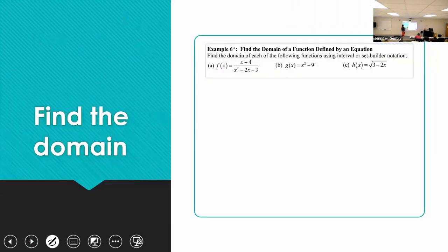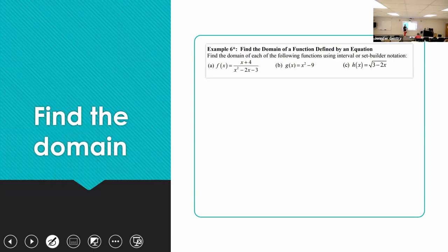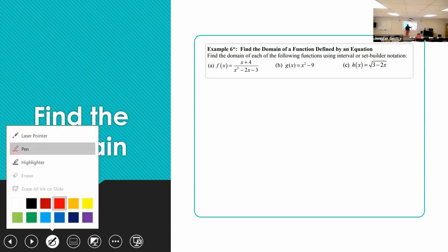Let's do an example or two real fast here. So, A, we're going to start with all numbers, negative infinity to infinity. What's the rule that we're going to use for that? You have a fraction, so what is it going to be? What can't be 0 in a fraction, y'all? The denominator. Yeah, x squared minus 2x minus 3 cannot equal 0. Okay?